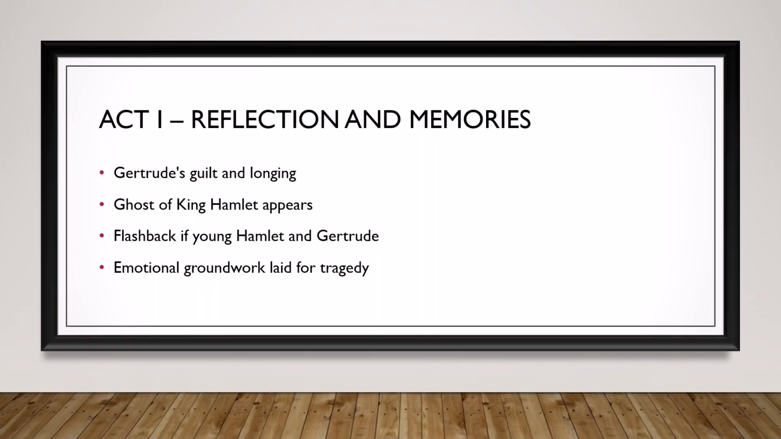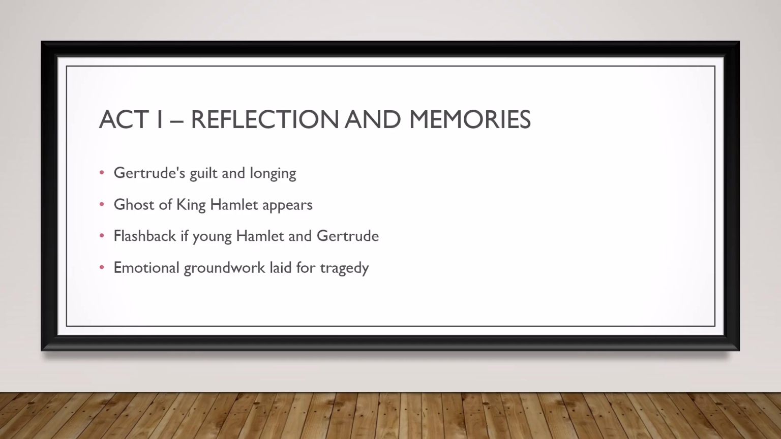Act 1, Reflection and Memories. This is just a quick overview of the act where we see Gertrude's guilt and longing, and she has thoughts about many different struggles she's having. Also in this act, the ghost of King Hamlet appears and we get flashbacks of young Hamlet and Gertrude. There's emotional groundwork that's laid down for this tragedy.